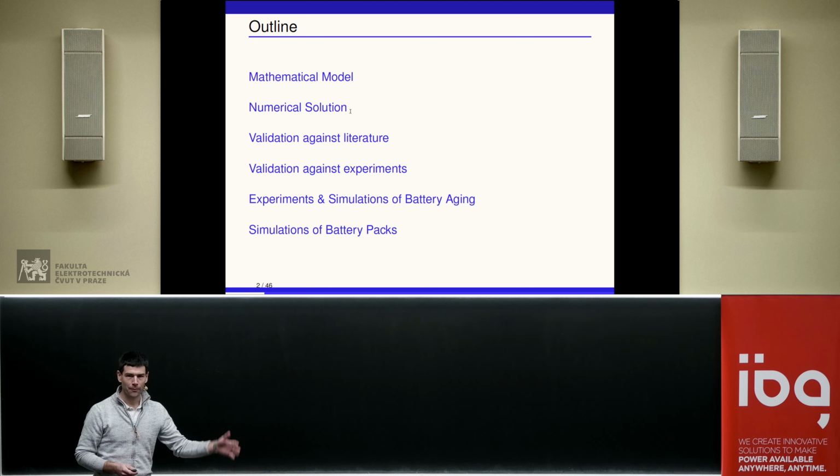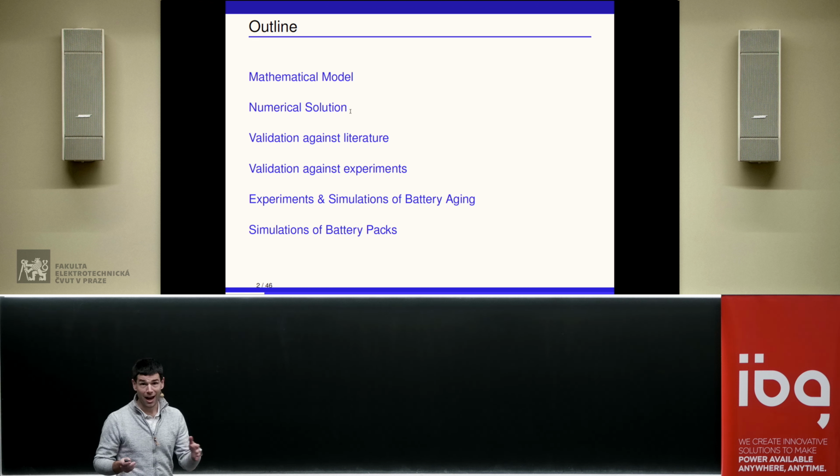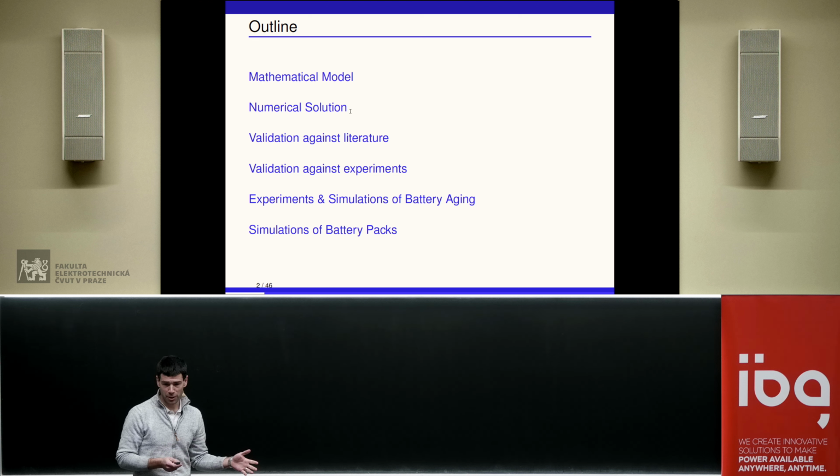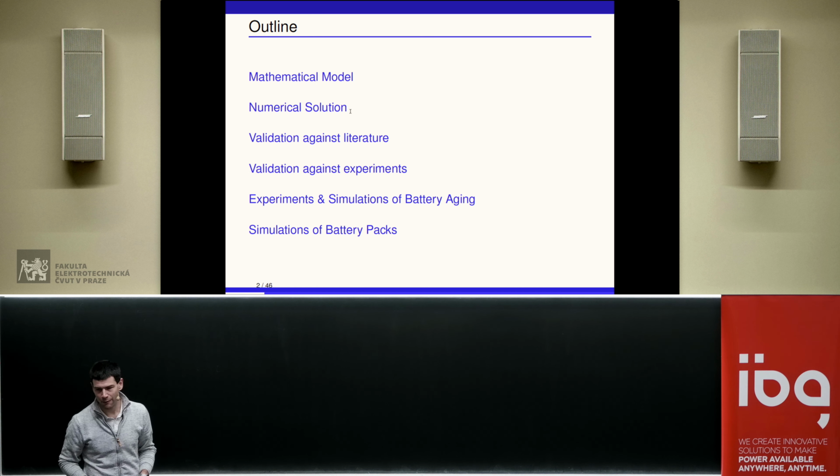And in the next part, I will present the scenarios that we use to validate the model and what kind of results we can have, either from short-term behavior, which means one charge and discharge cycle, and also long-term behavior where we try to model aging or degradation processes in the battery.